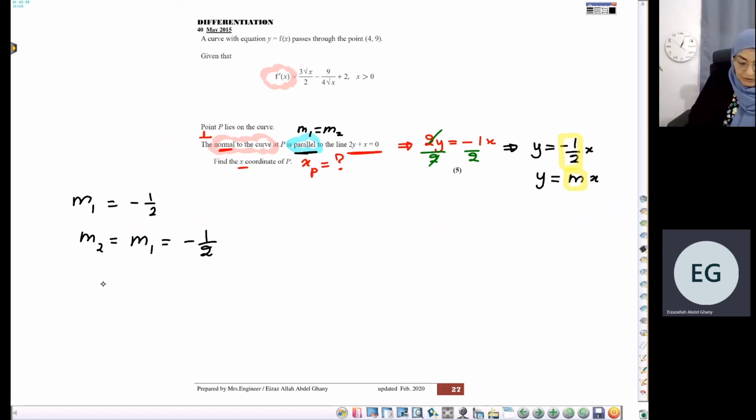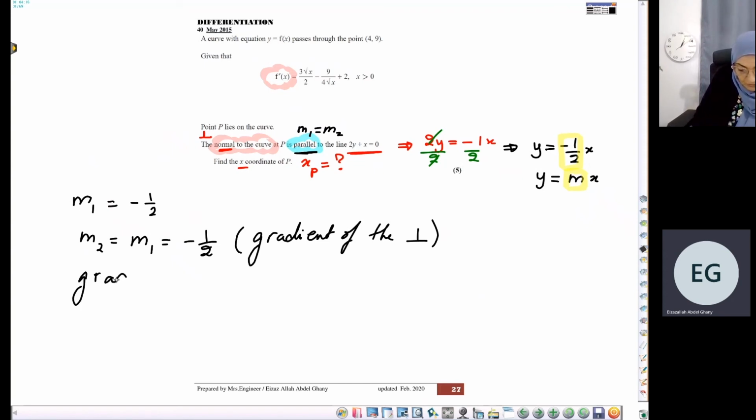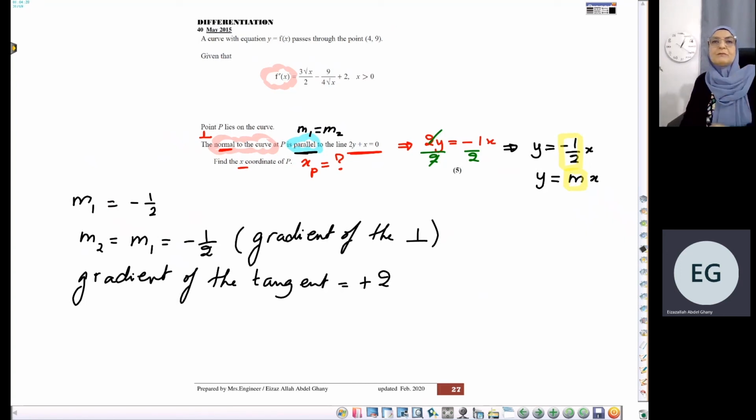Okay, so now you need to know the gradient. This is the gradient of the normal. What about the gradient of the tangent? The gradient of the tangent will be positive 2, which is negative the reciprocal of the normal.